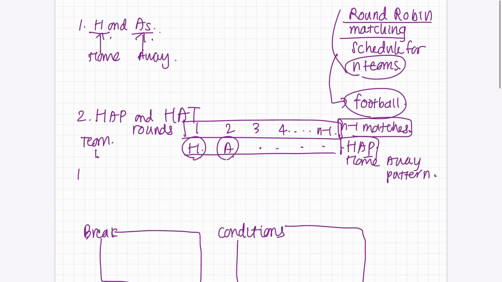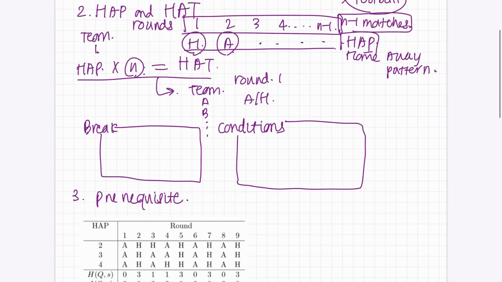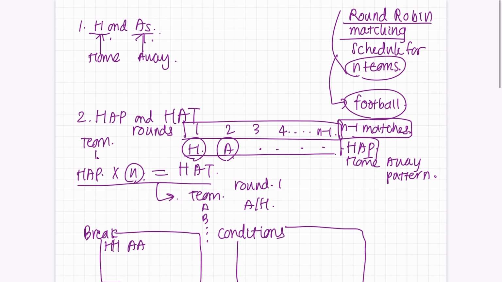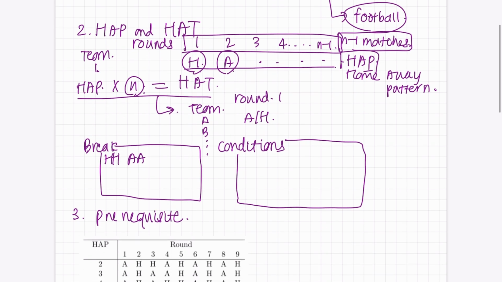Now, a collection of n home-away patterns, because we have n teams, is going to be a home-away table. Now, at this point, I think it's a good time to introduce the concept of breaks and the conditions that we have in terms of actually generating a round-robin matching schedule. Now, if we have 2 consecutive homes or 2 consecutive aways, we're going to call that a break.